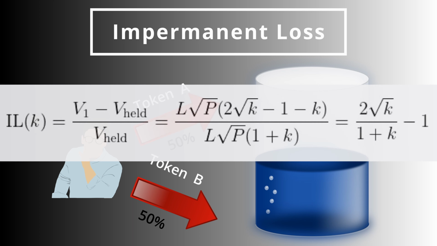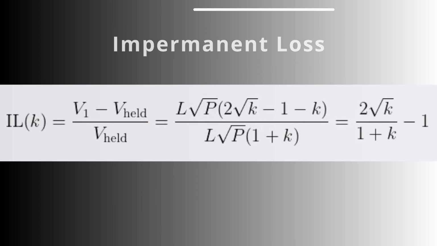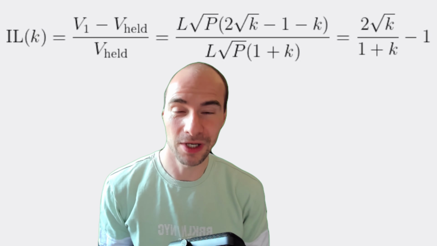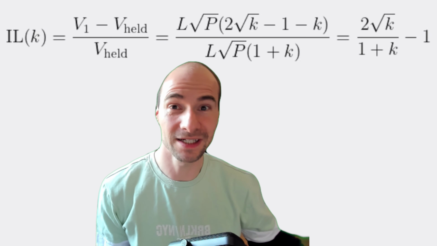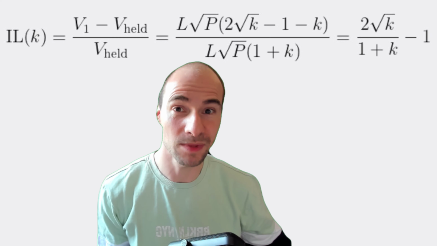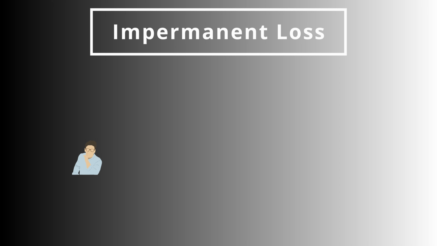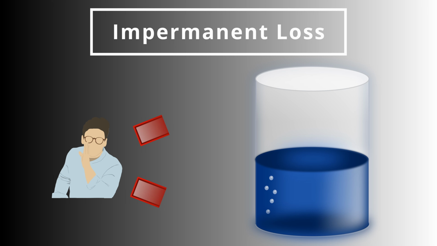This is a formula to calculate the impermanent loss. If you feel like turning off after seeing this formula, please stay with me. I will explain everything in great detail without using too much mathematics, and be assured that you will understand everything in the end. When you provide liquidity to a pool, this usually has to be at the same fixed rate.